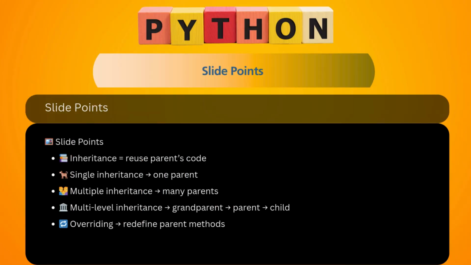Now we will move on to the slide points. So we have seen inheritance, that is reusing the parent's code; single inheritance, one parent; multiple inheritance, many parents; multi-level inheritance, grandparent, parent to child; and overriding, redefining the parent.